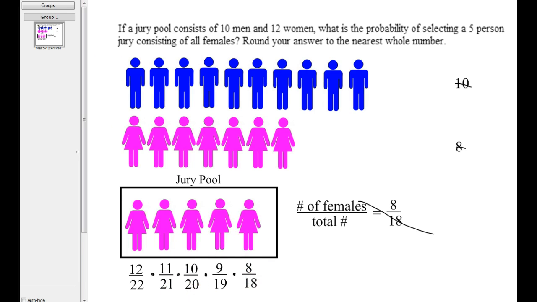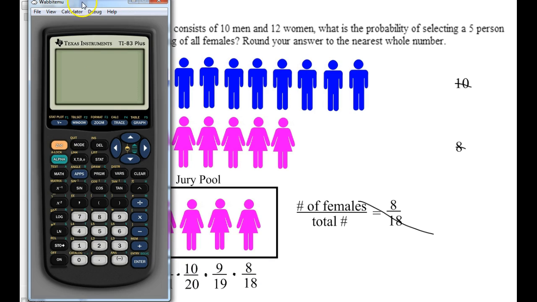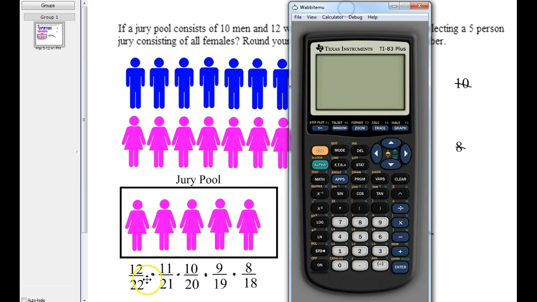Now when you put this in, you can plug it directly into your calculator with each individual fraction. So 12 out of 22, 11 out of 21, all the way down to 8 out of 18. I've got all those in there. Enter it, and you get 0.03. It wanted it as a percent for this problem, so if I multiply by 100, I get 3%.